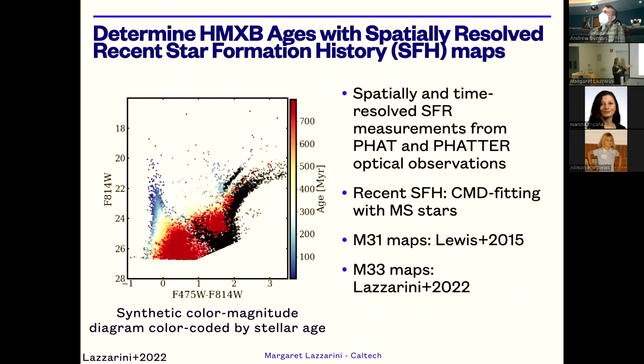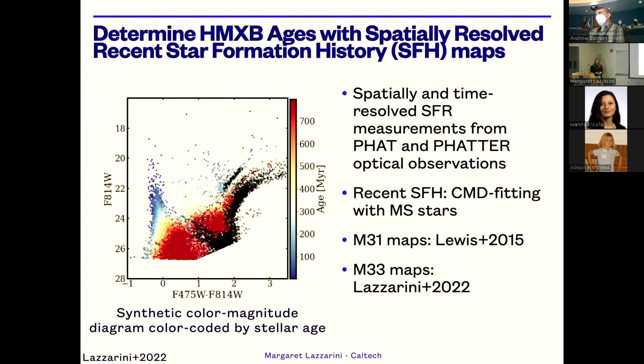We use color magnitude diagram fitting, and for these recent star formation histories, we optimize the fits for main sequence stars so that our fits are going to recover the recent star formation history. I'm showing on the left here a synthetic color magnitude diagram from the M33 star formation history fitting, where each point is a synthetic star that's been simulated to emulate the PHATTER photometry that we had and the dust. And you can see that the points are color-coded by the age of the stars.